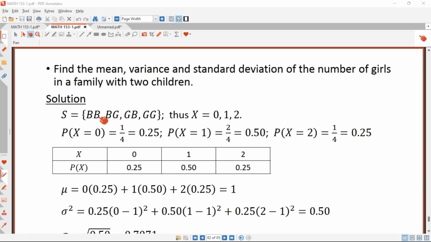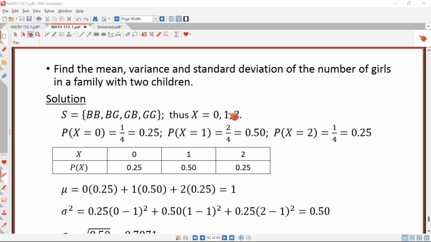So for this pair, we can get a random variable to be what? 0. In this pair, you can see that there is a pair that doesn't have any girl, right? Which will be the BB, 0, and then we will have 1, which will be a pair that has only 1 girl, and then the 2 will be a pair that has 2 girls, right?